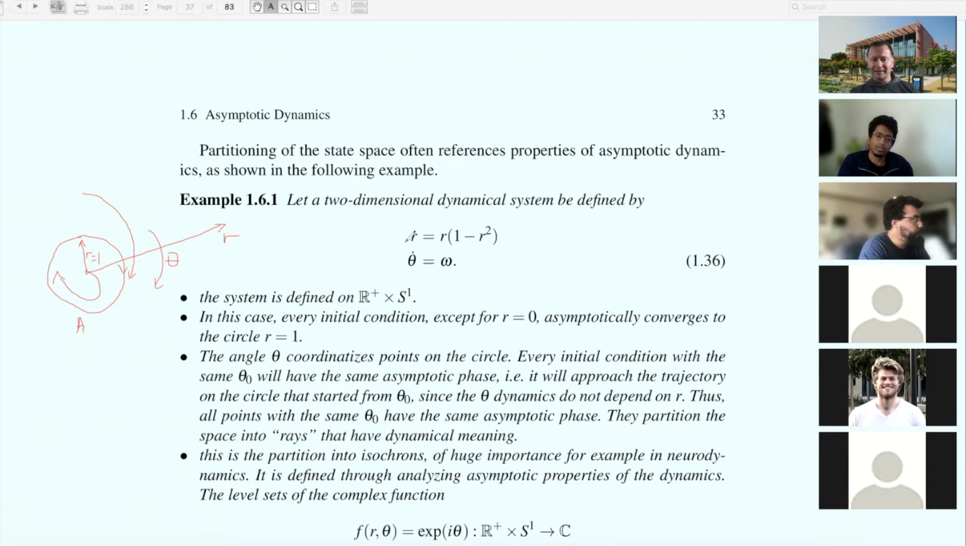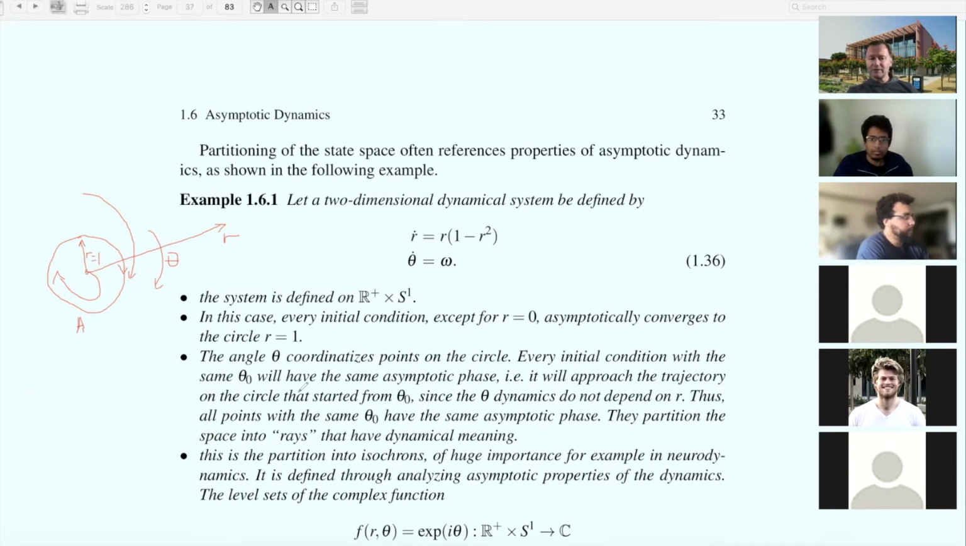I'm also indicating here that it's asymptotically stable because the set B I can obtain by taking the whole plane except for this point in the middle, and that's an open set, right? If I just take the point in the middle and take the rest of the plane, everything converges towards the limit cycle. Therefore, this thing is an attractor. And so now what is interesting is that the angle theta here coordinatizes the points on the circle.